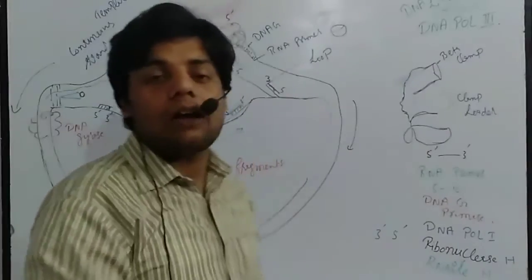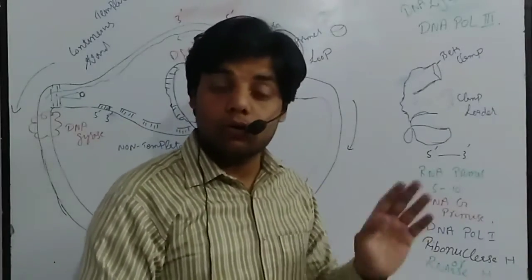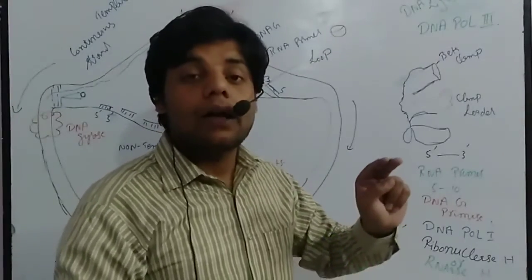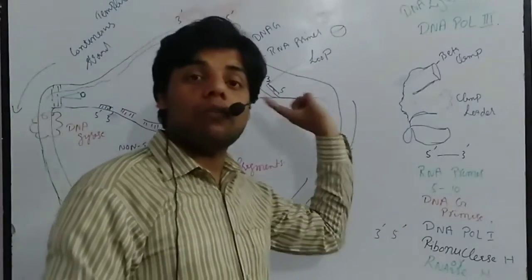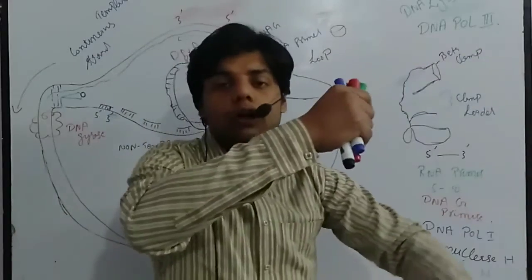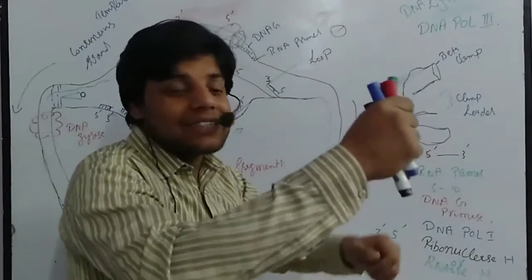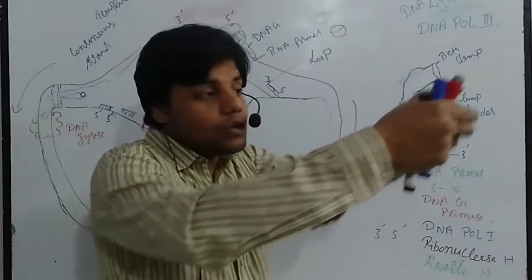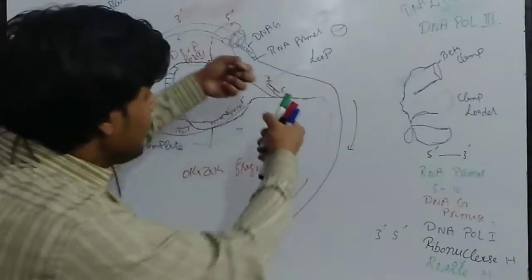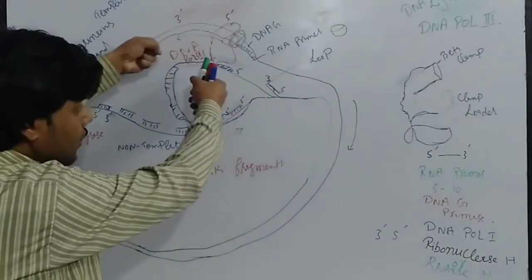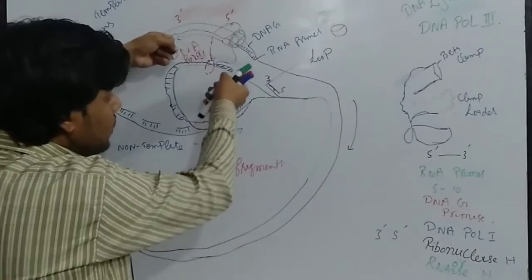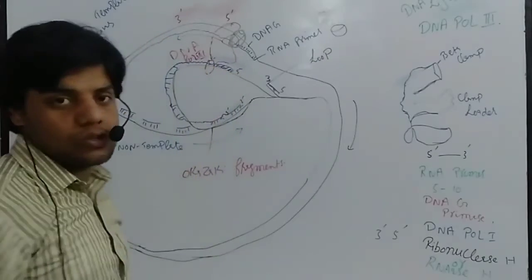The lower strand would have to be synthesized in the 3 prime to 5 prime direction, but the DNA polymerase can only move in the 5' to 3' direction. So what actually happens is that the lower strand makes a loop. Due to this loop, the direction is the same. When the direction is the same, the DNA polymerase can move in this way, and whenever it moves, the strand is also synthesized.